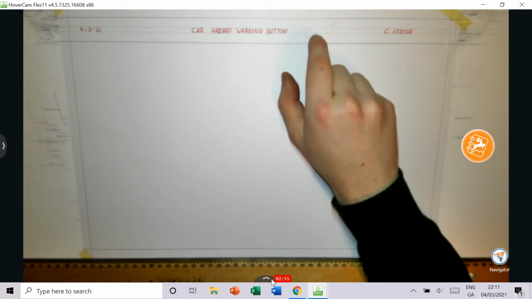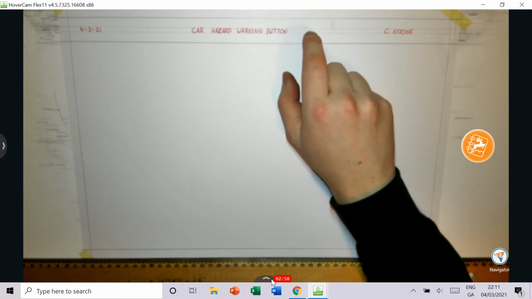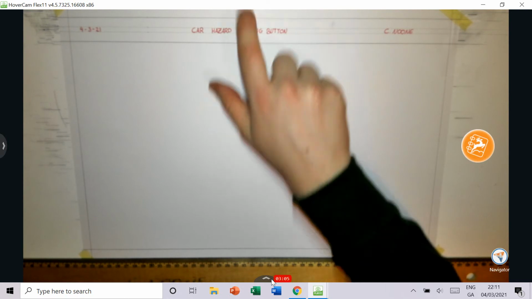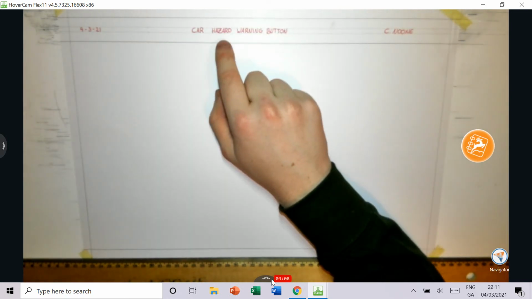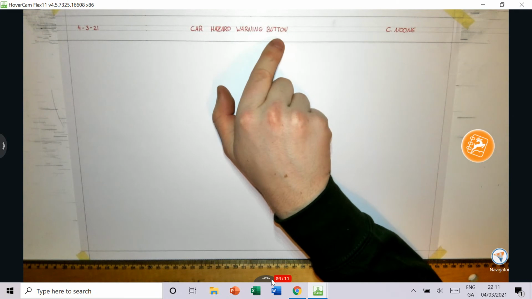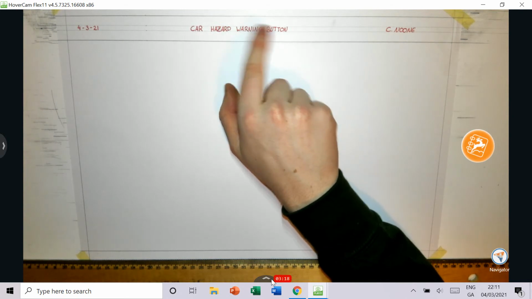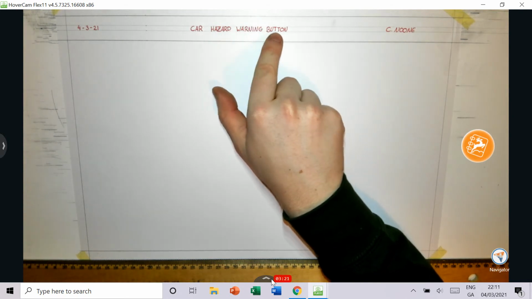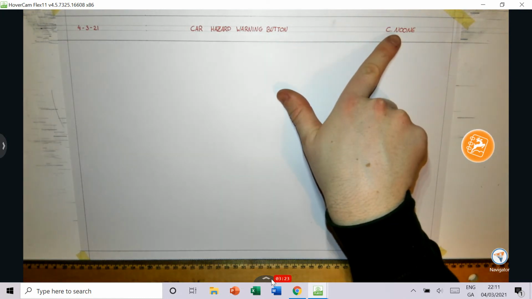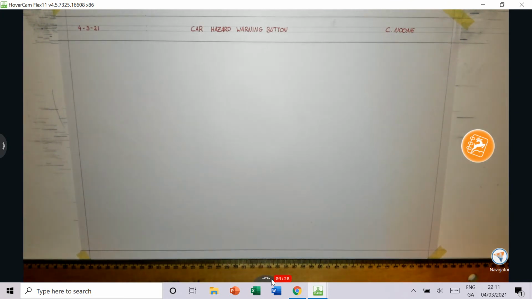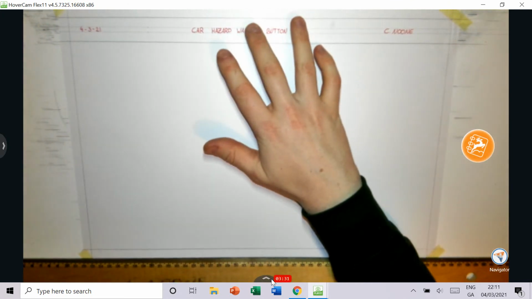Okay, and in between these two light construction lines, in the middle of our sheet, we're going to have the heading. Okay, and in this case it's car hazard warning button, and the heading is drawn with capital letters. So see here, all I use is capital letters. So car hazard warning button. All the way to the right I have my name, and all the way to the left I have today's date.